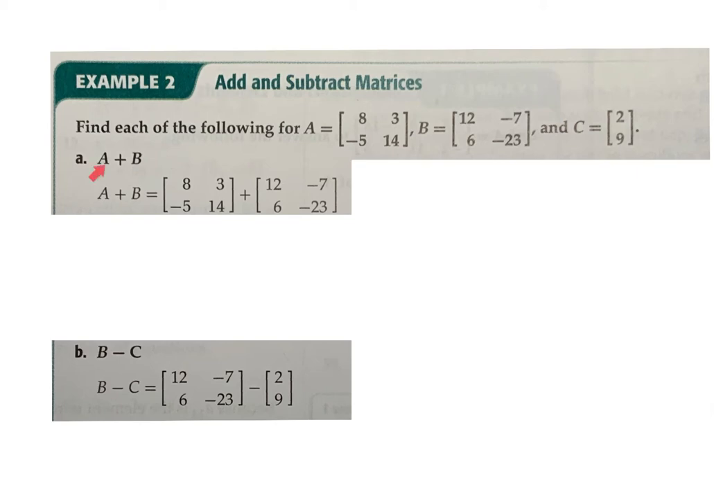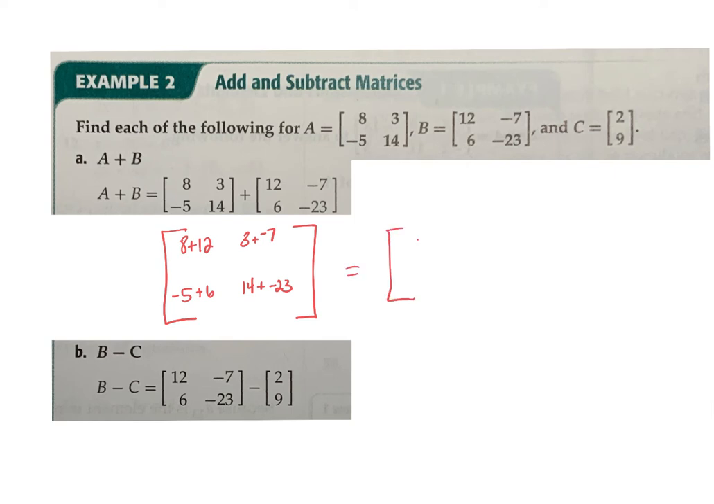All right, they want us to add A plus B, so we're going to take the A matrix and add it to the B matrix. And so A plus B is going to equal 8 plus 12. That's my first element. 3 plus negative 7. That's my second. Negative 5 plus 6. And 14 plus negative 23. All right, easy enough. Simplify it.